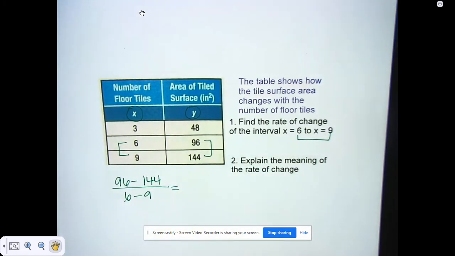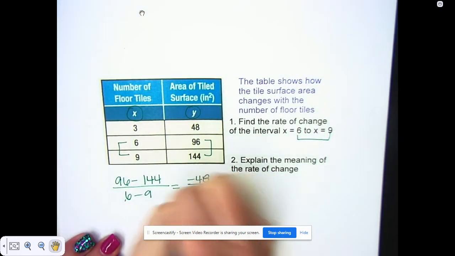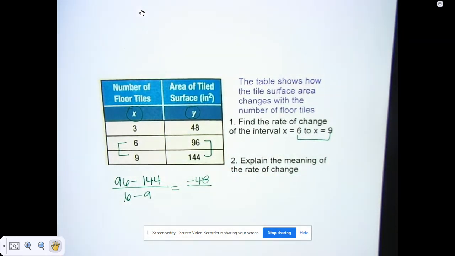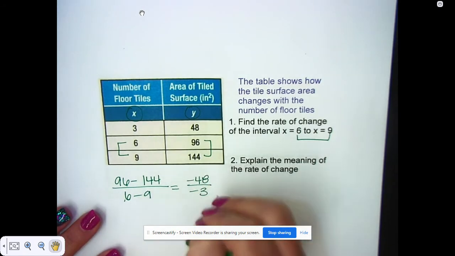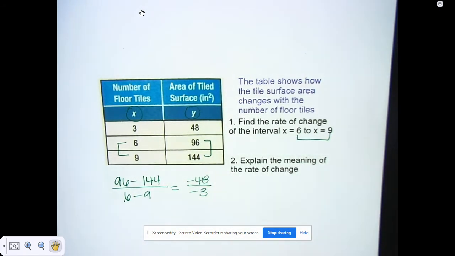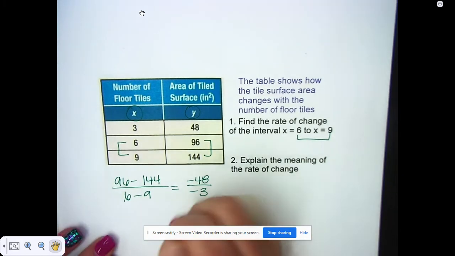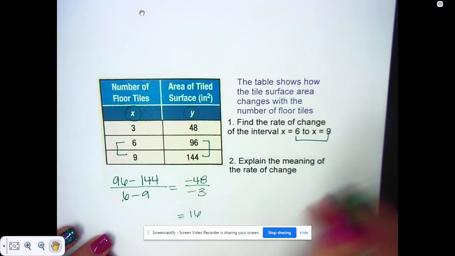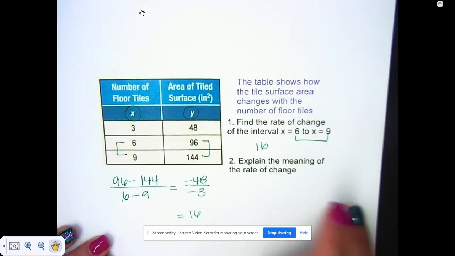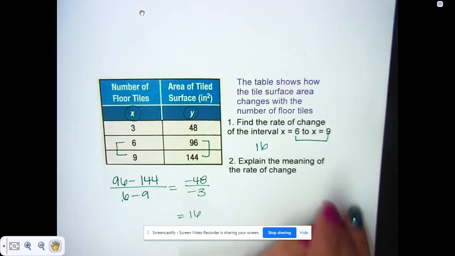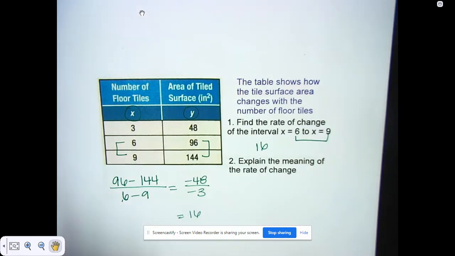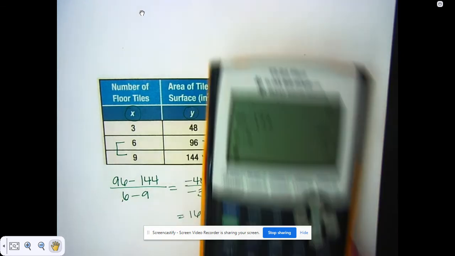And I can do that by hand. So that's going to be 96 minus 144, which is going to give me negative 48. And then 6 minus 9, which is going to give me negative 3. And then negative 48 divided by negative 3 is going to give me a positive 16. So my rate of change is just 16. The one thing about rate of change is you always want your denominator to be 1. So even if it gives me a decimal, whatever it gives me is my answer. And I'm going to show you real quick where else we can do that.